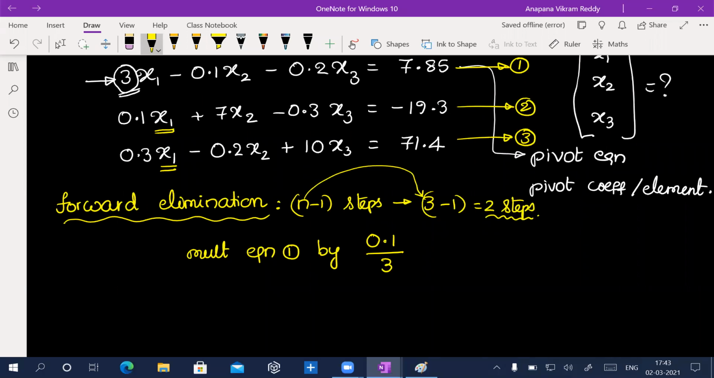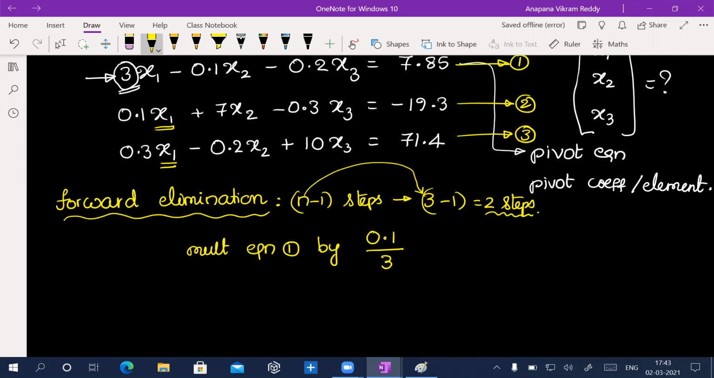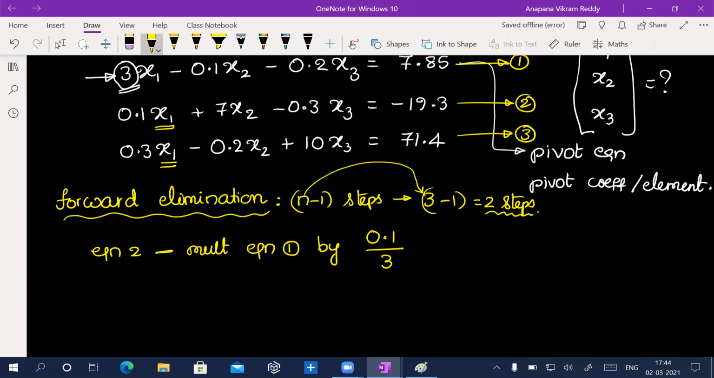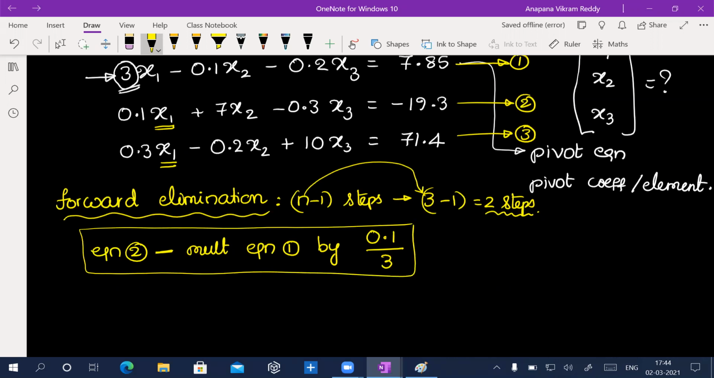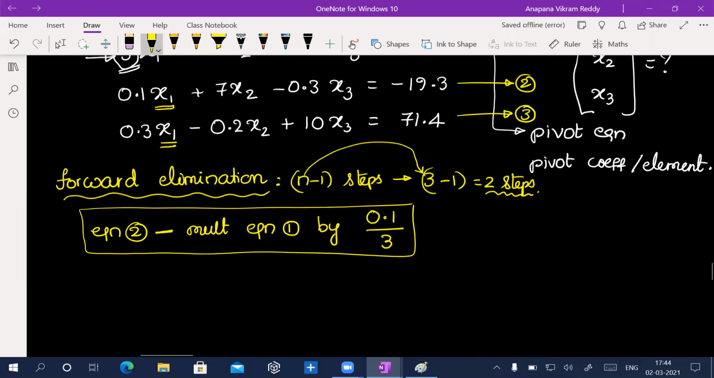So multiply equation number 1 by 0.1 by 3. So what is 0.1 by 3? Some factor we will get, right? Now you subtract. Multiply equation 1 by 0.13, and this one you have to subtract from equation number 2. Okay, this is your process, this is your step. So let me do that.